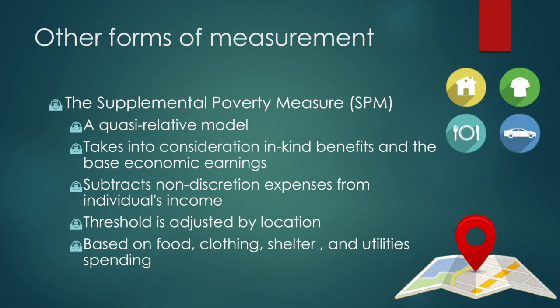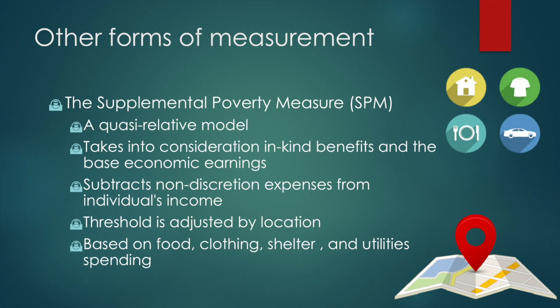The Supplemental Poverty Measure, or the SPM, is a quasi-relative model for measuring poverty, meaning the threshold is determined by real expenditures that vary based on geographical location. The measure would be determined by the cost of basic needs, like shelter, food, utilities, and clothing, not just food.